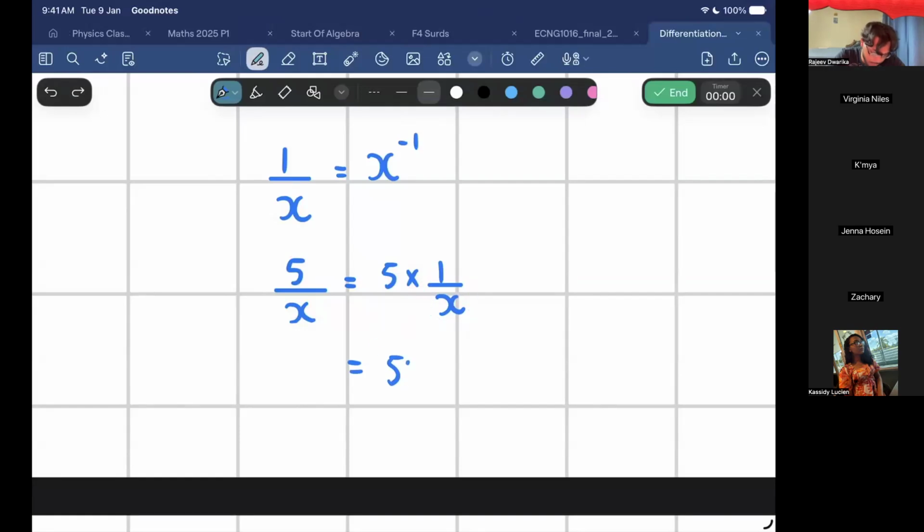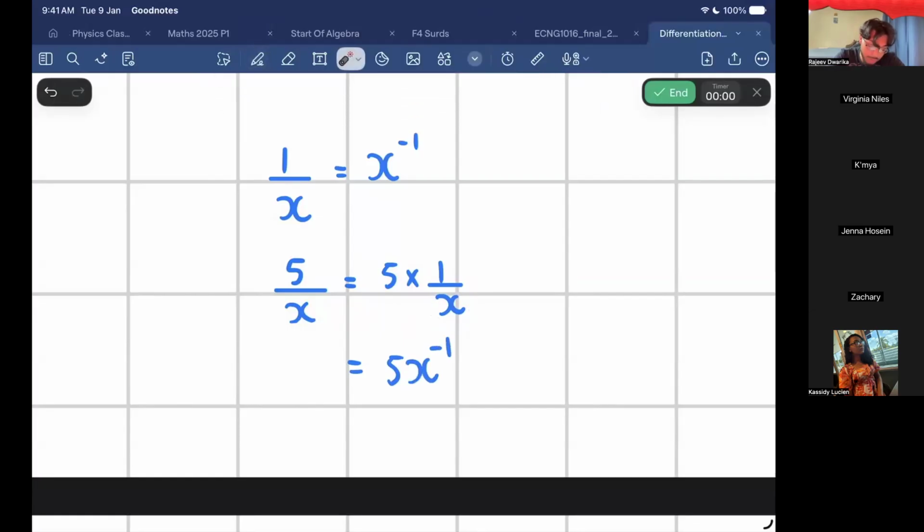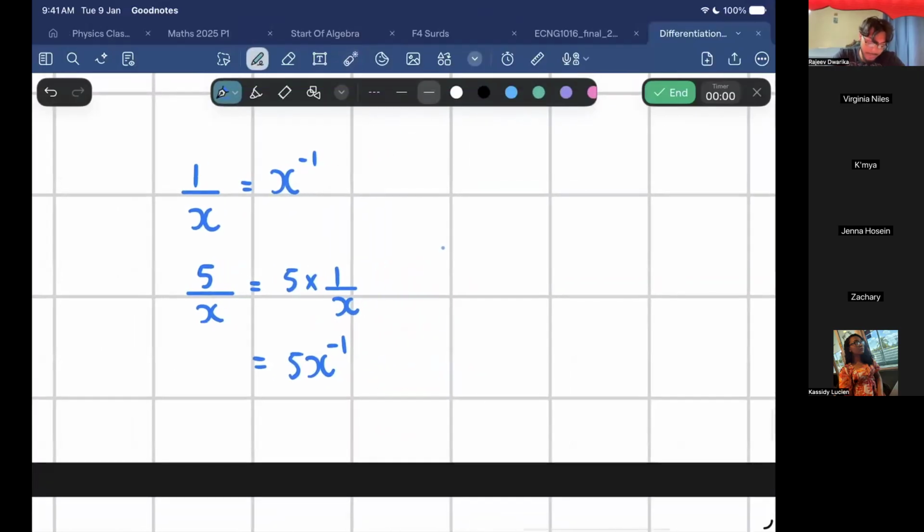X to the power minus 1. Right, and remember you are multiplying, so it becomes 5x to the power negative 1. Yes, sir. So if I have 5 over x, that's just 5x to the power negative 1.